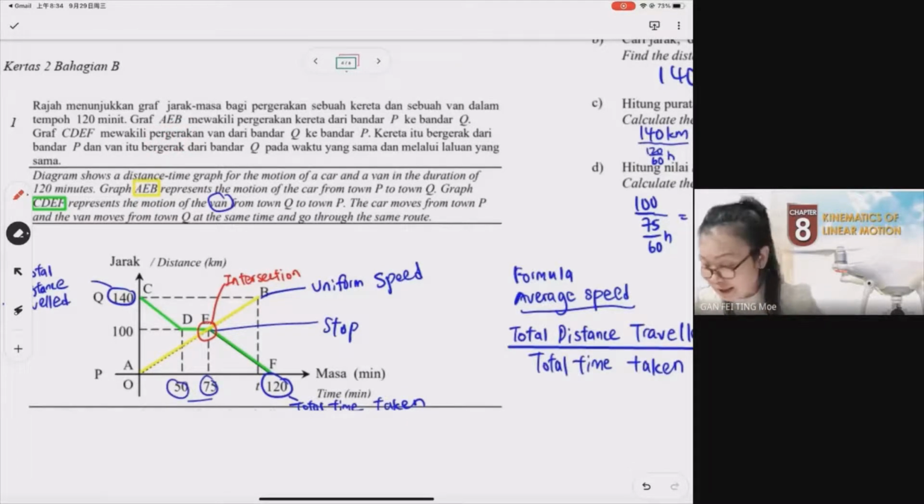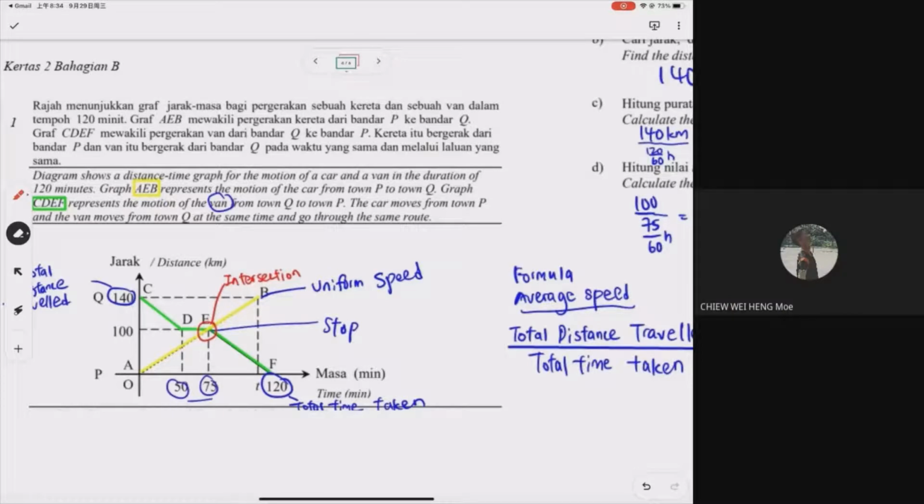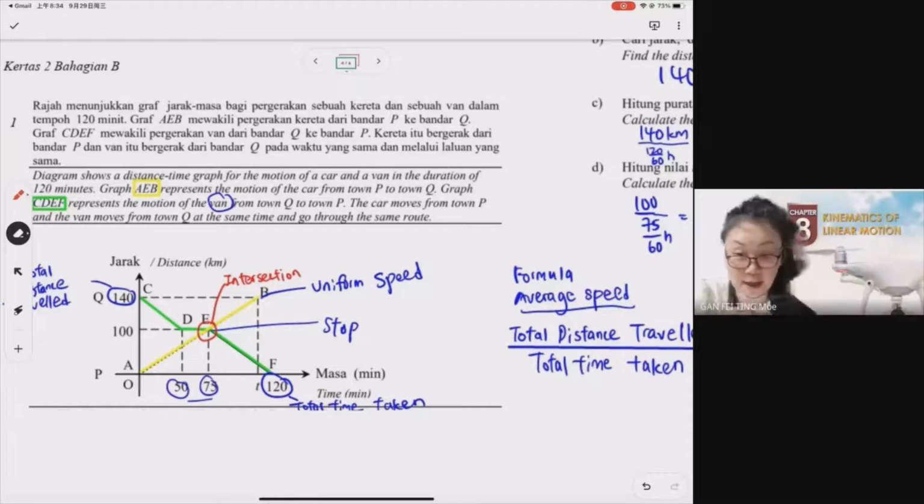Okay, now let's go to group 4. Let's start with Wei Hing. Wei Hing, can you please read the question? Wei Hing, are you there? Teacher, I will read it. You read.